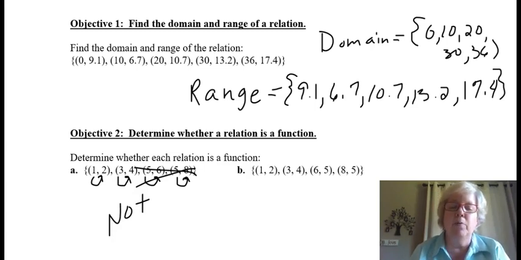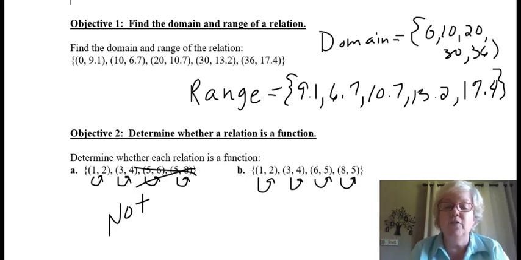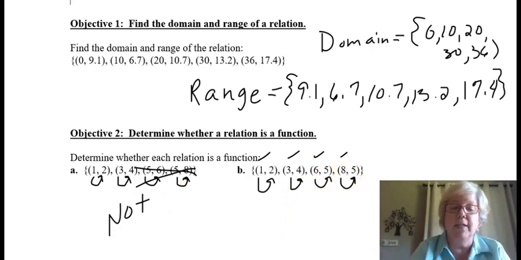Now, in example B, under Objective 2, I notice I have a 1 with a 2, a 3 with a 4, a 6 with a 5, and an 8 with a 5. Notice that all of the x values are different. It doesn't matter if the y values are the same. As long as the x values are different, we can say that this is a function.